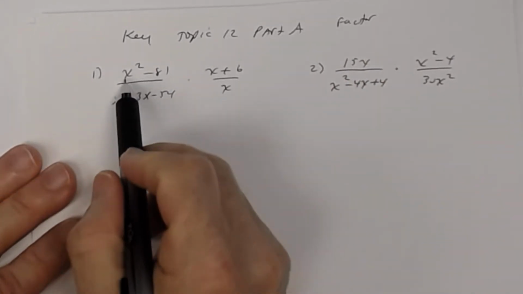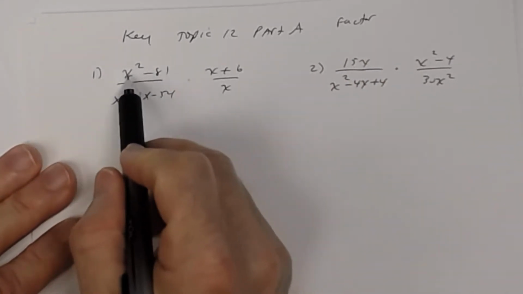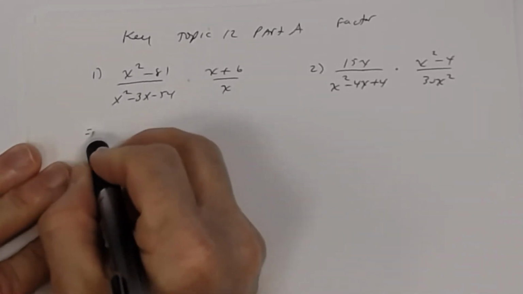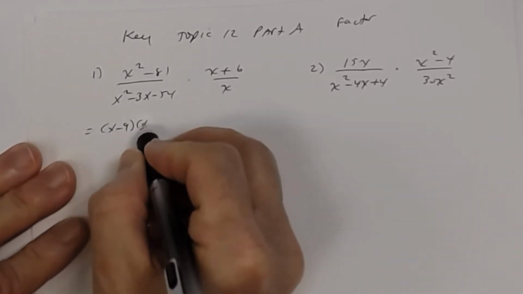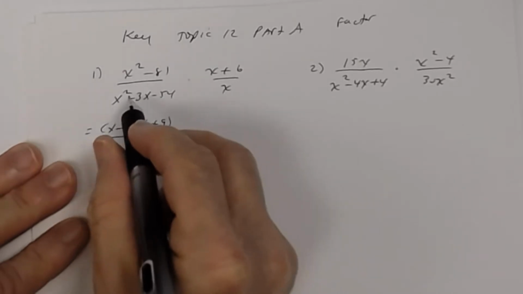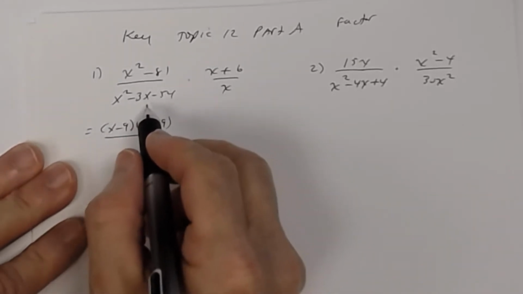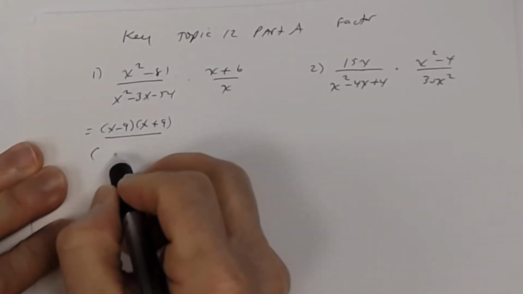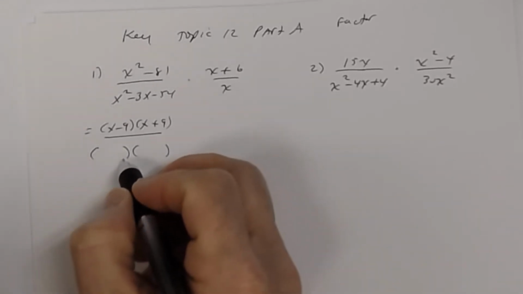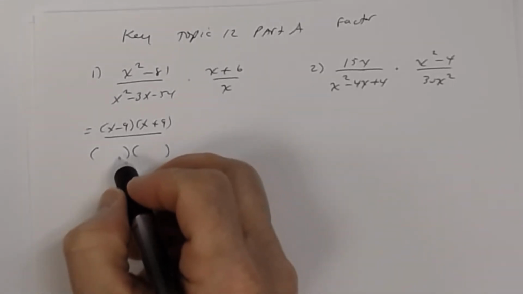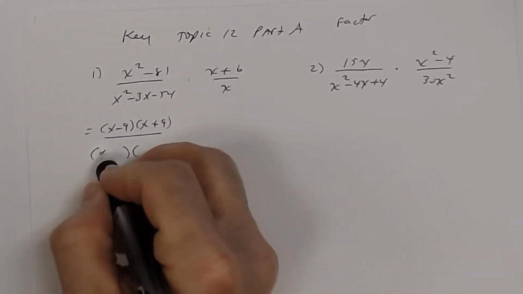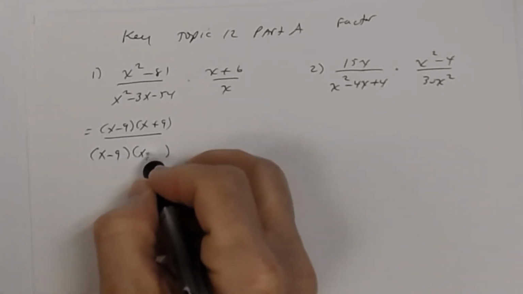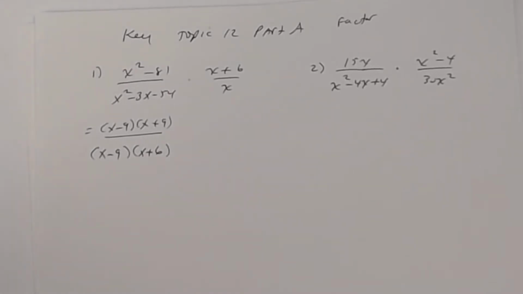So if you look at the first problem in the numerator, that's the difference of two squares. And so I'm going to get x minus 9, x plus 9. The denominator, the GCF is 1, so I'm going to go directly to the two binomials. And what's going to work will be, let's see, 9 and 6. So I get x minus 9, x plus 6. Okay, so that's going to be that one.